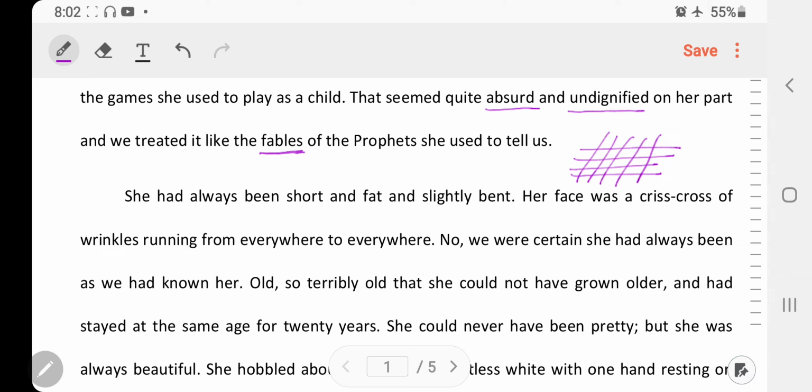No, we were certain she had always been as we had known her. And when I look at my grandmother, I always think that she cannot be young, she cannot be pretty. That imagination itself is very revolting. It is unbelievable, it is undignified, and it is absurd if we think like that.